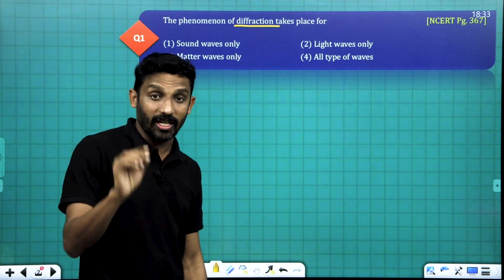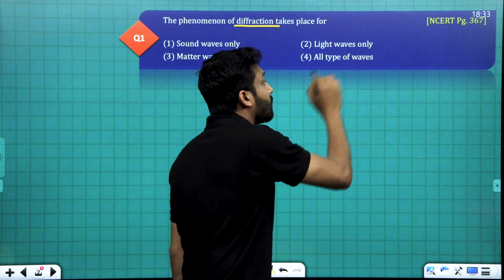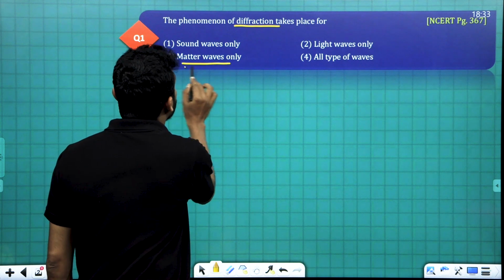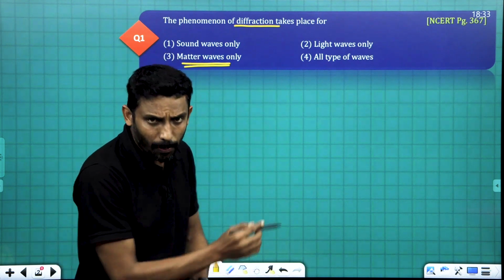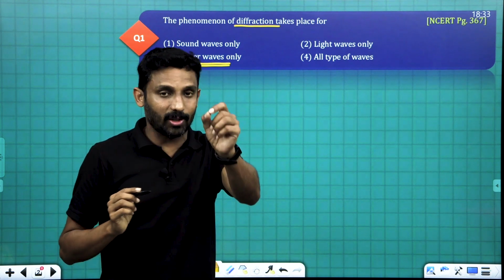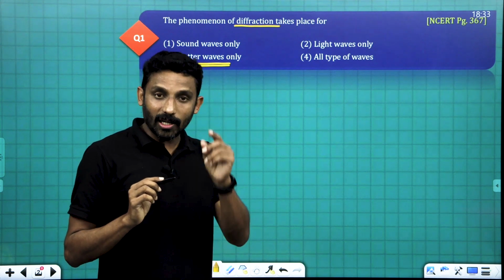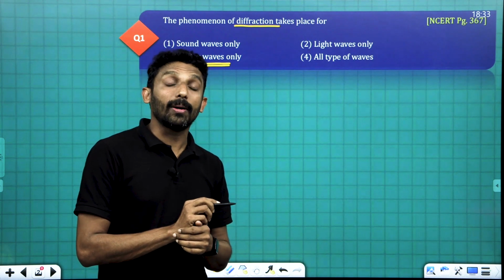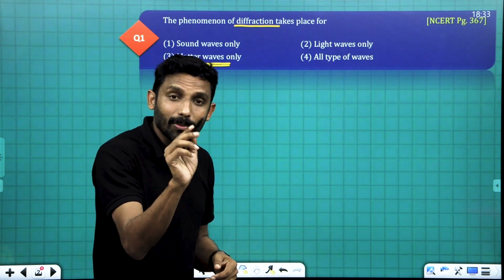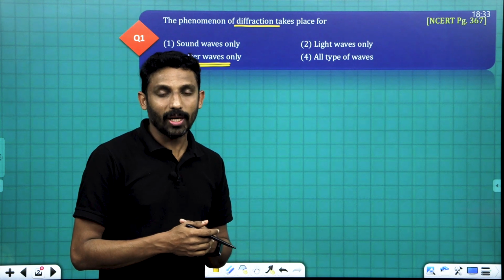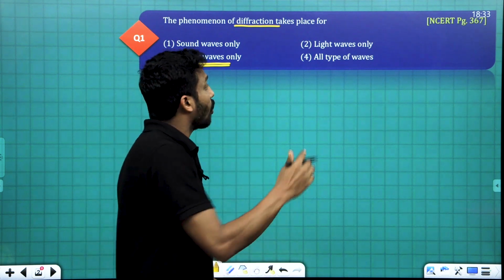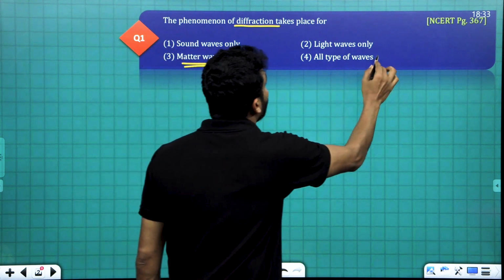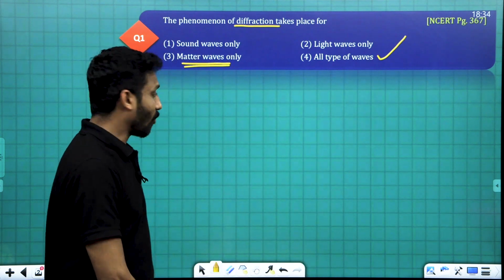Sound waves diffract very well. Light waves also diffract. Matter waves, for example, the wave pattern due to the motion of electrons, electrons also show diffraction. Clear? That's proved by the Davisson and Germer experiment, the wave nature of the electron. So the diffraction phenomenon is there for all these three types of waves. So the answer is option D, the fourth one.